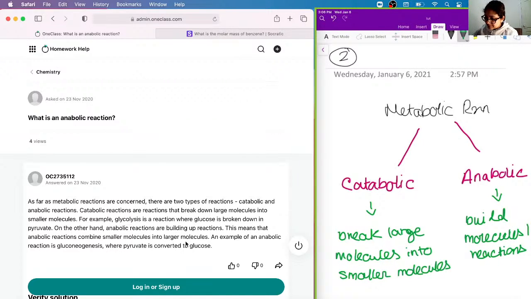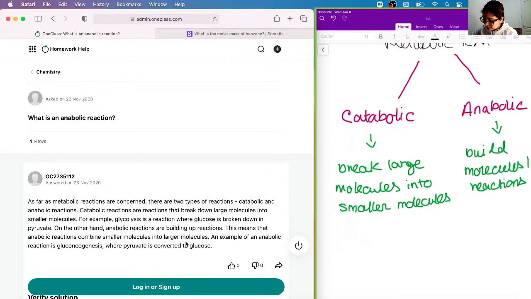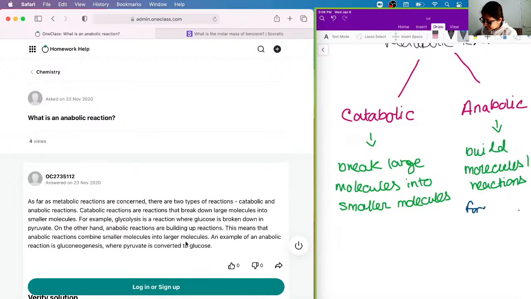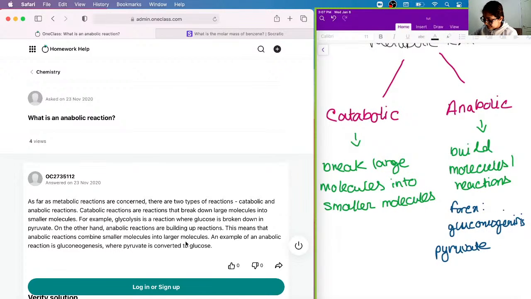For example, an anabolic reaction is gluconeogenesis, where pyruvate is converted to glucose.